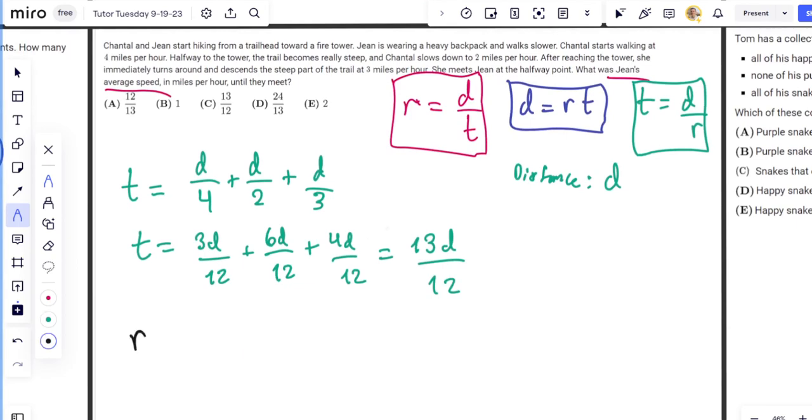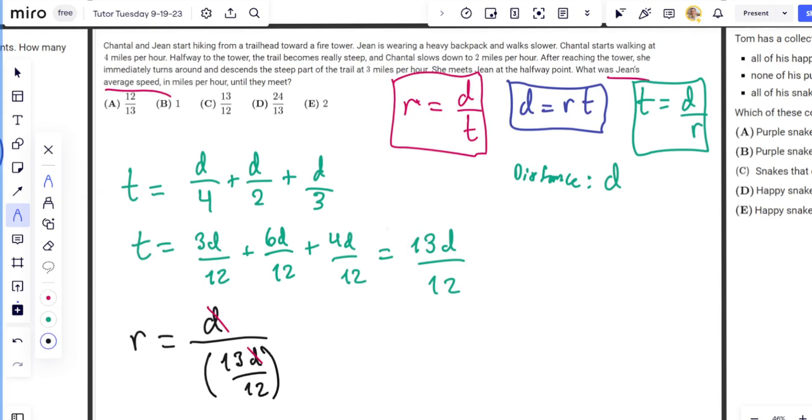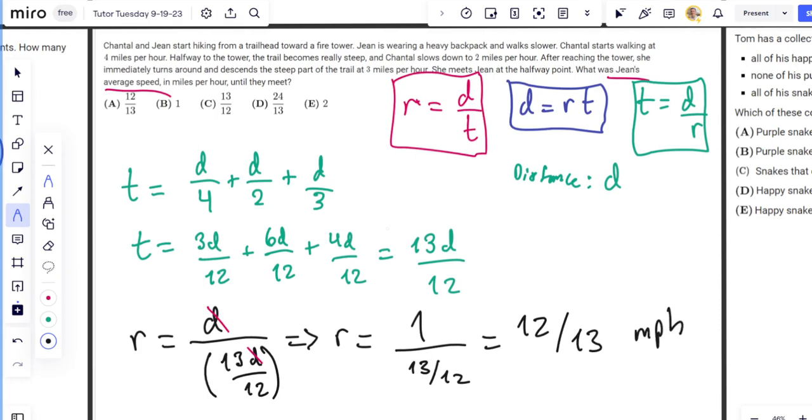And of course now we take the rate. The rate of travel was the distance they covered divided by the time taken. Now you can see when I substitute the time in terms of distance, these two distances cancel out. So the rate of travel was just 1 divided by 13 over 12. It's the same thing as 12 over 13 miles per hour. So that's going to be which answer choice? Answer choice A.